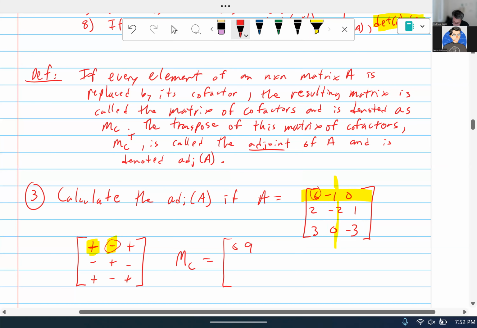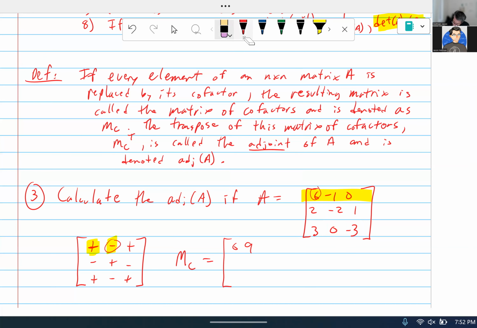The 0, again, cross off row and column, and then I get 2 times 0, which is 0, minus 3 times -2, which is -6. So that's a minus -6, which is a +6. And is that positive? Yes, it is. The sign of the cofactor is going to be +6.